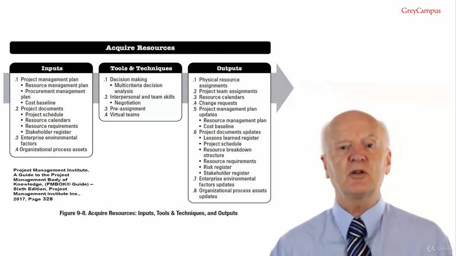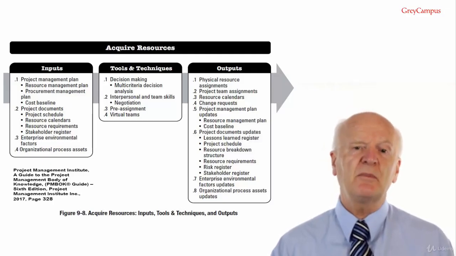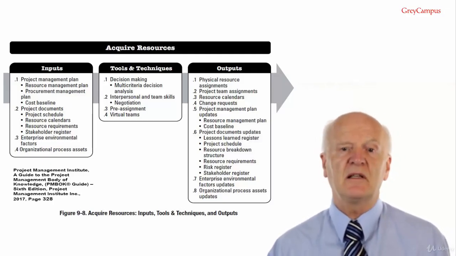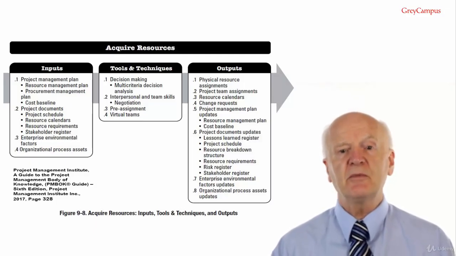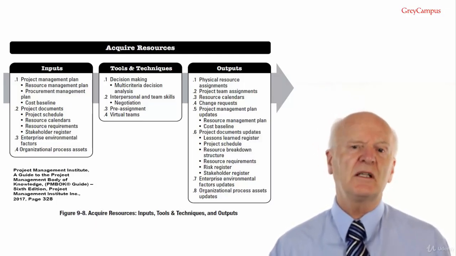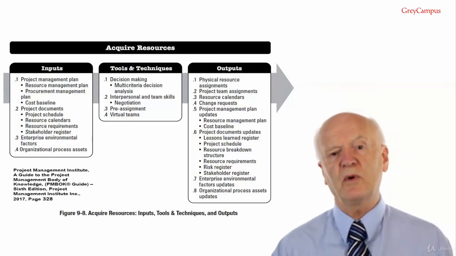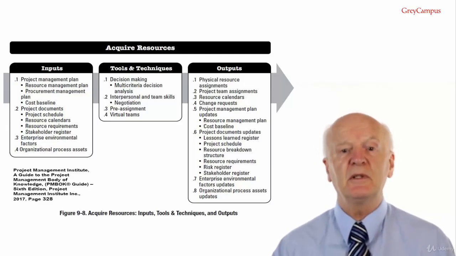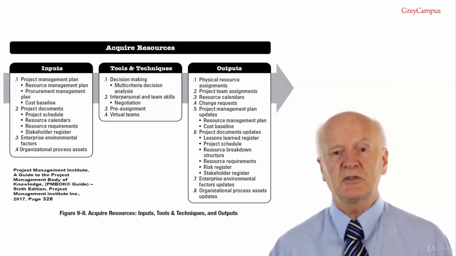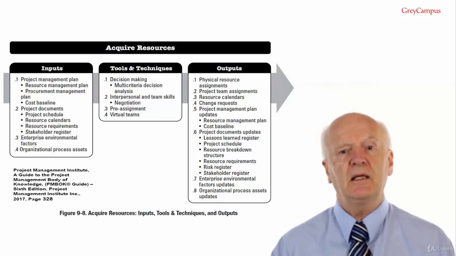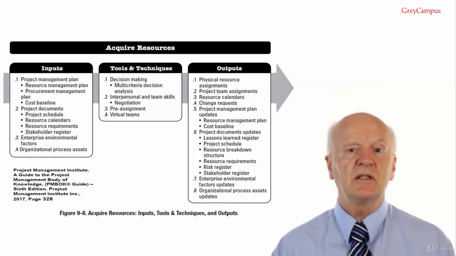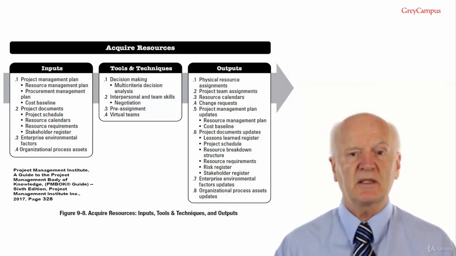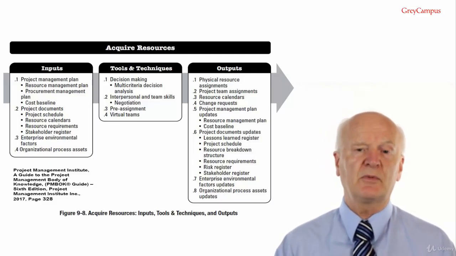Output number 6, project document updates. The documents that may be updated as a result of this process are the lessons learned register. This is updated with information on challenges encountered and how they could have been avoided, as well as approaches that worked well for acquiring resources. Changes to the project schedule may result from availability of required resources. The resource breakdown structure. The resources required during the process are recorded in the resource breakdown structure. Resource requirements. Resource requirements documentation is updated to reflect resources acquired for the project.